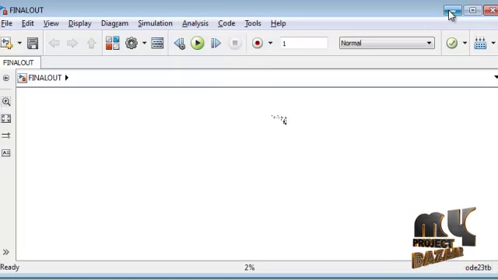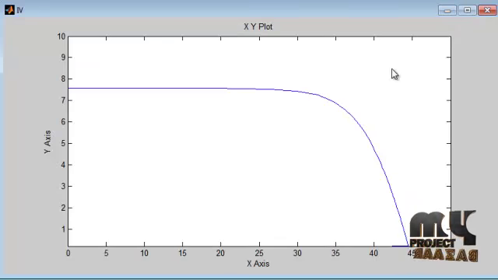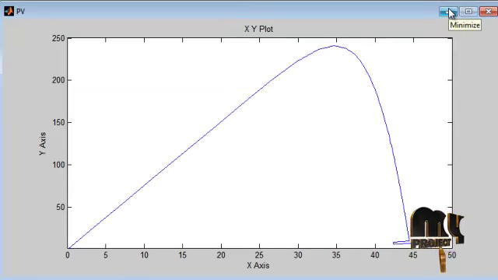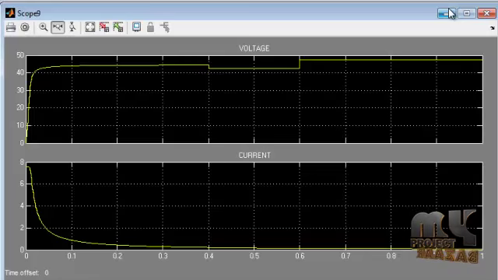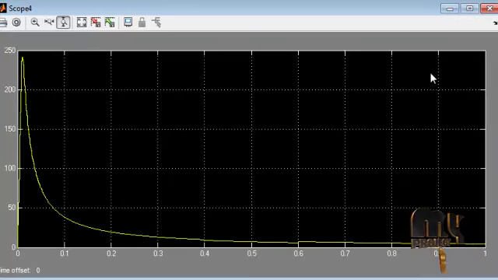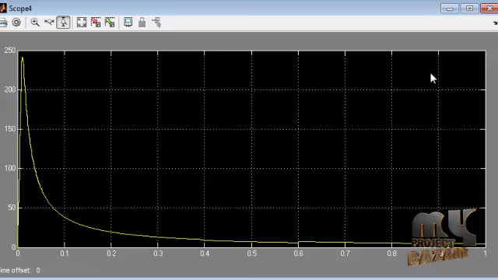First we see the IV curve. This curve is drawn between current and voltage in the solar output, and this is the PV curve. This curve is drawn between solar power and voltage. The next one is the output voltage and current from the solar panel, and next we see the power of the solar panel. This range is around 250 watts.